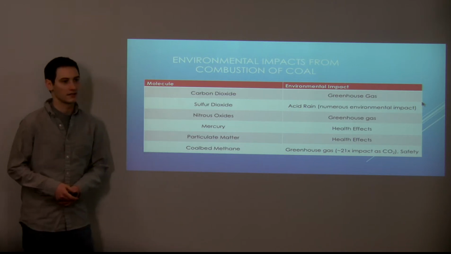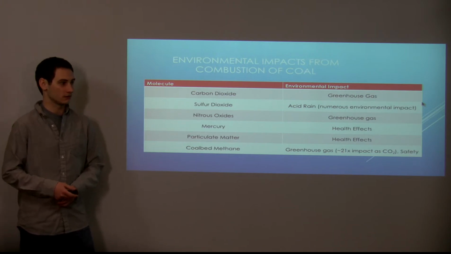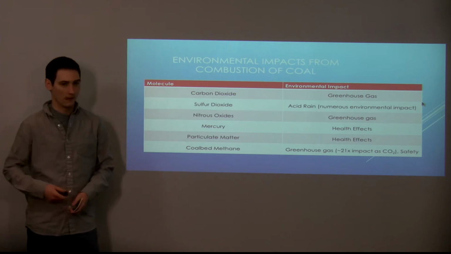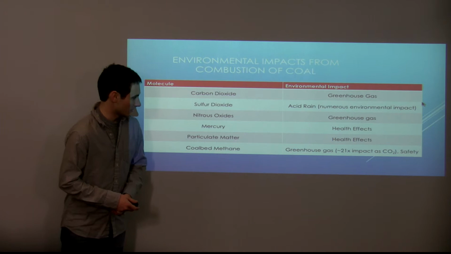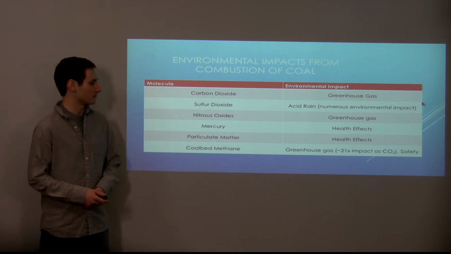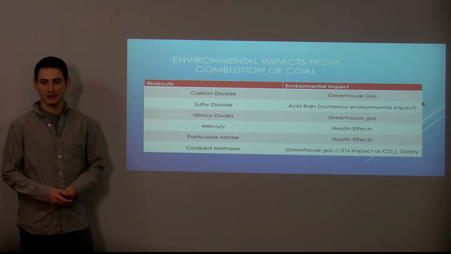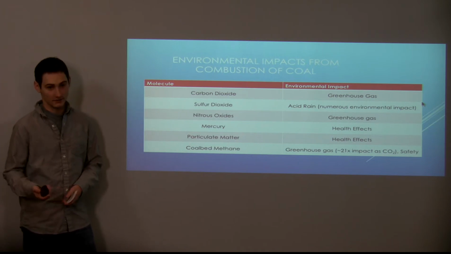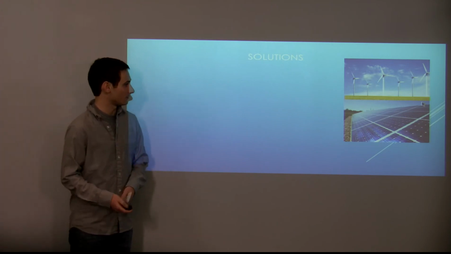Mercury has a lot of effects on children, including their neurological development. Particulate matter can mess up your lungs. And then coal bed methane. Methane is actually another greenhouse gas with the potency of about 21 times that of CO2. It also is a major safety hazard for those within mining, because it is a very combustible gas. So how do we solve this problem?